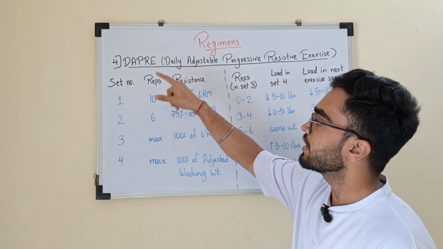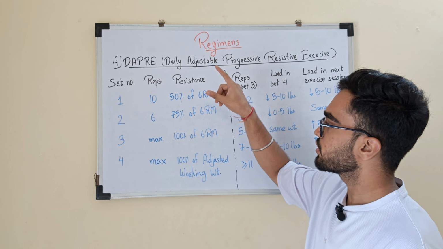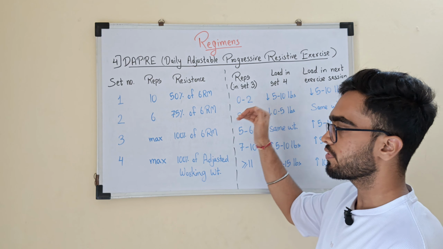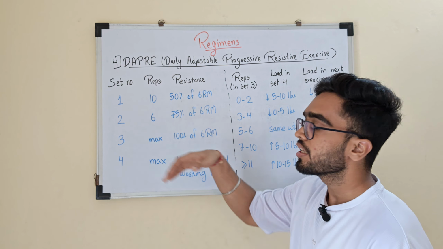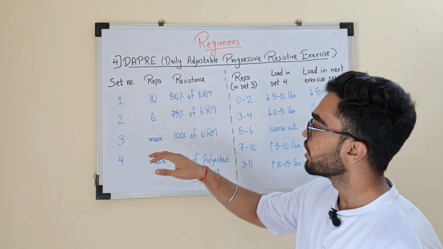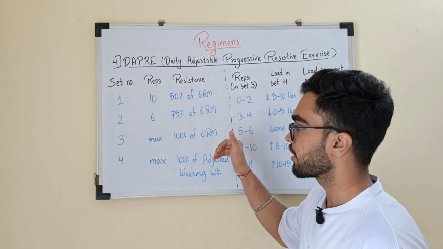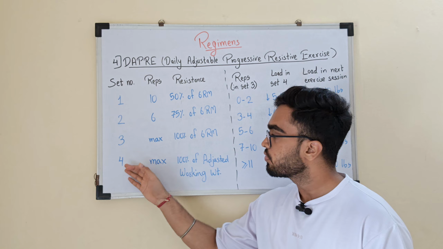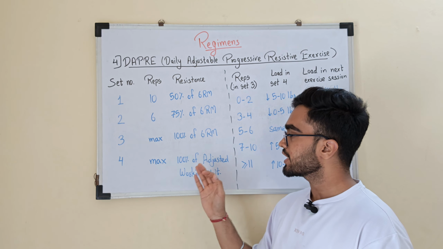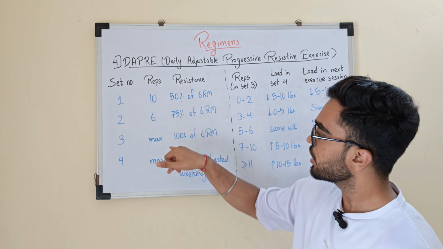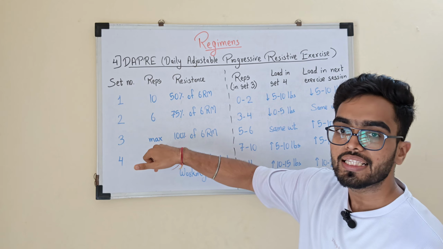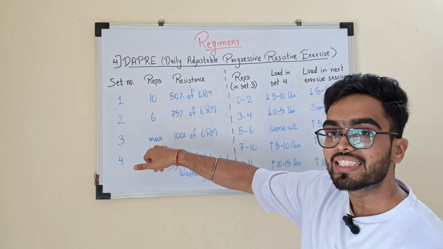In the second set, we do 6 reps of 75% of 6 RM. In the third set, we ask the person to do the maximum number of reps for 100% of 6 RM. But now, in the fourth set, we adjust the weight according to the number of reps done in this set. So, how do we adjust the weight?